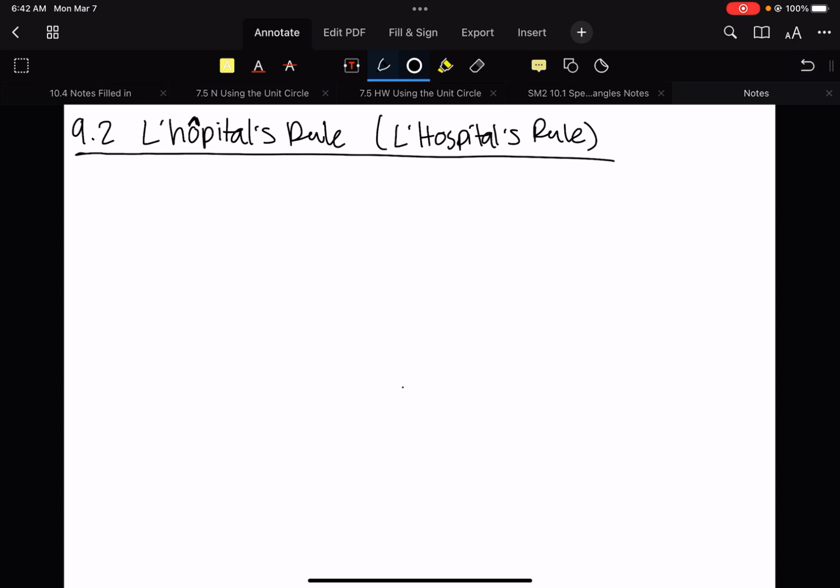Before we get into L'Hôpital's Rule, let's give you a little background about it. L'Hôpital's Rule is going to deal with limits. It's the last limit method that we are going to learn this year. Let's talk about the guy named L'Hôpital. L'Hôpital was a French mathematician. He lived from 1661 to 1704.